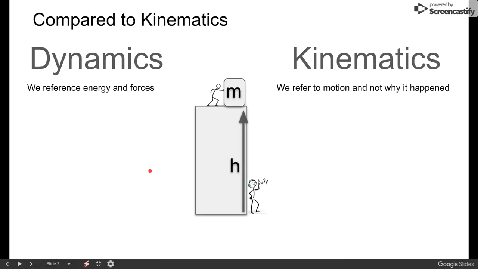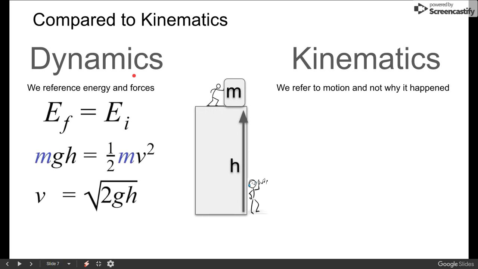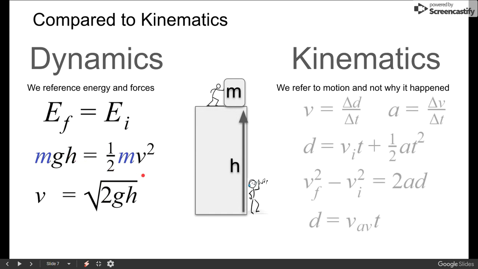Now let's compare the dynamic and the kinematic method of doing this. Dynamics refers to forces, and forces times distance are energy. So I can call these sort of dynamic equations as well. We've got mgh equals a half mv squared. We get this. That's how quickly you can calculate speed of a fall if you know the height and the mass. Well, you actually don't need the mass, do you?